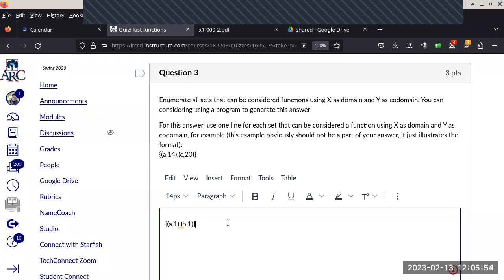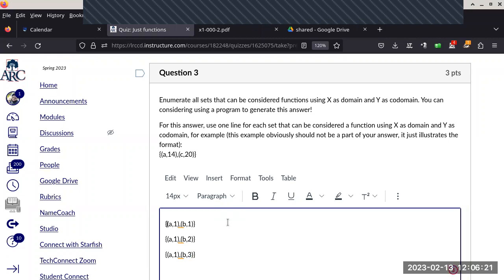Now, both of them mapping to 1 in the codomain doesn't matter. I did not ask for injection nor surjection. I just said, hey, give me a function. This is definitely a function. So once we have this, we can now just kind of mass produce the other ones. The way I would do this is just to alter the second one. And now the second one can map to 3.